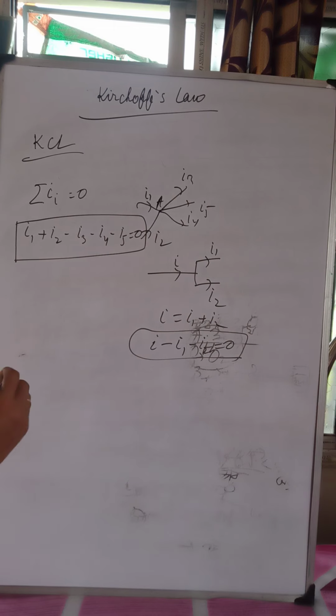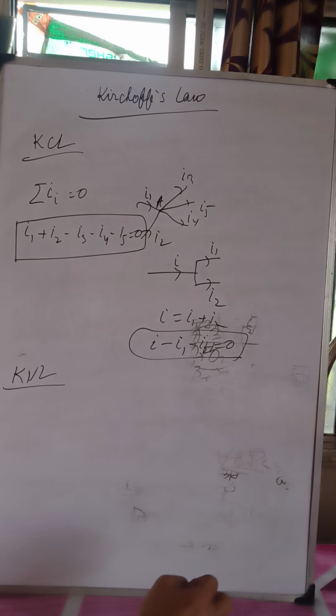Now comes KVL, Kirchhoff's voltage law. Similarly, in Kirchhoff's voltage law, for a closed loop, the algebraic sum of the product of each resistance with the current through that resistance will be equal to the EMF applied in this closed loop. That is called Kirchhoff's voltage law.